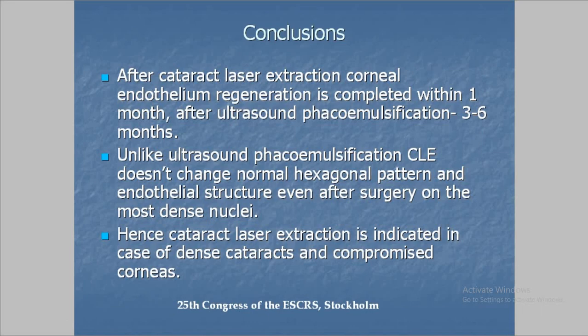So in conclusion, after cataract laser extraction, corneal endothelium regeneration is completed within 1 month. After ultrasound, it takes 3 to 6 months, depending on the density of the nucleus. Unlike ultrasound phacoemulsification, phaco laser doesn't change the normal hexagon pattern and endothelial structure even after surgery on the most dense nuclei. So in our view, cataract laser extraction with neodymium YAG laser, 1.44 micrometers, is indicated especially in case of dense cataracts and compromised corneas.